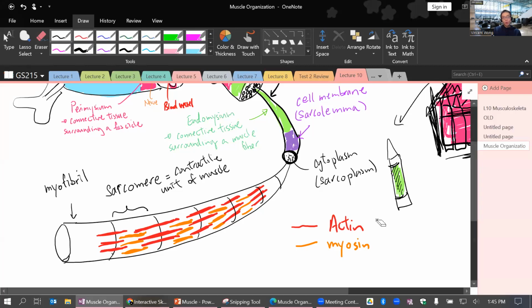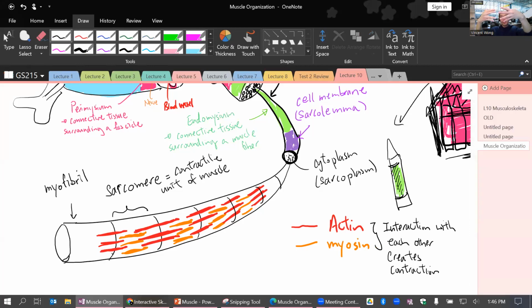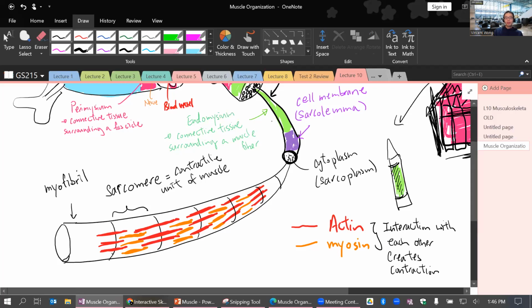And what happens is when the actin and myosin interact with each other, that interaction creates contraction. Think of these fingers as representing actin and these fingers as representing myosin. As they contract, the overlap increases, and then the sarcomere becomes shorter. And that's how you create contraction.